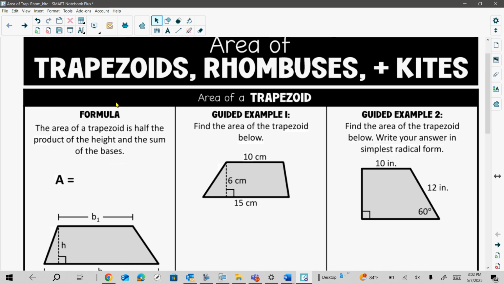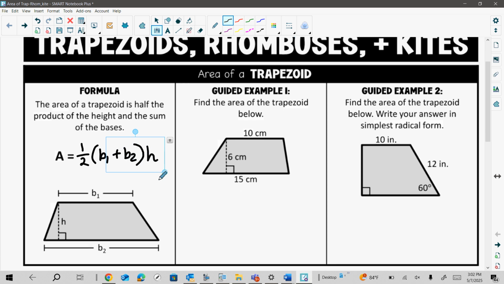For a trapezoid, you need to know the formula to calculate that. And the formula is A equals 1/2, then parentheses, you have to add up your bases, so B1 plus B2, then times your height. So a couple things you need to make sure you recognize.